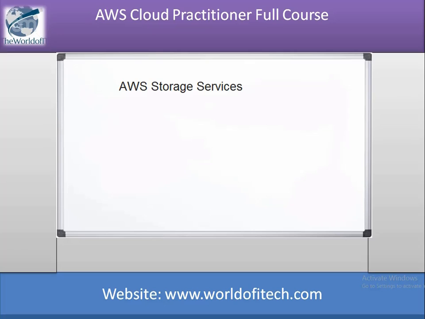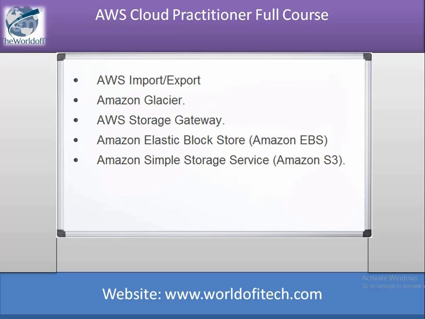To fulfill that need, Amazon offers a total of 5 main storage options. They are AWS Import and Export, Amazon Glacier, AWS Storage Gateway, Amazon Elastic Block Store, Amazon EBS, Amazon Simple Storage Service, Amazon S3.